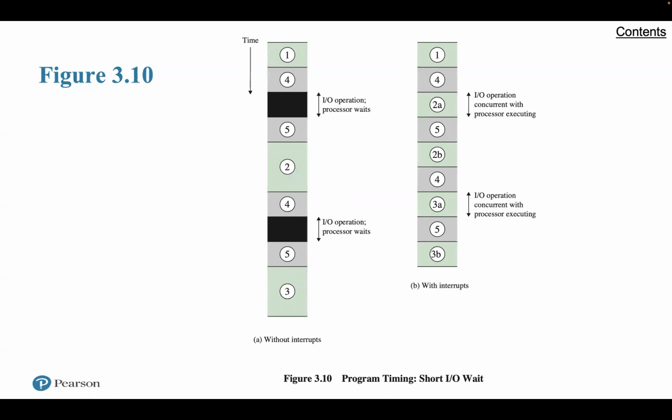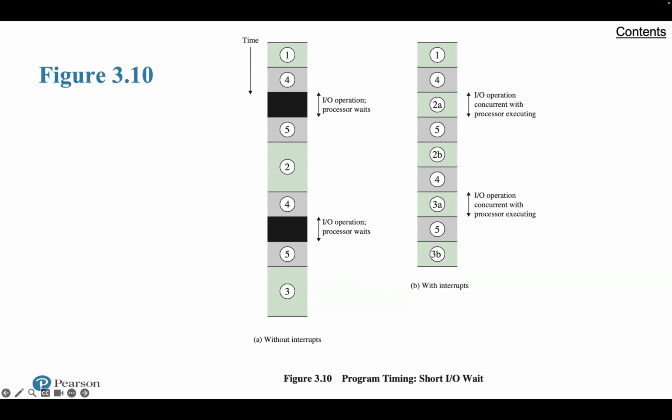So to appreciate the gain in efficiency, consider Figure 3.10, which we're showing here, which is a timing diagram based on the flow of control in Figures 3.7a and 3.7b. In this figure, user program code segments are shaded green and I/O program code segments are shaded gray. Figure 3.10a shows a case in which interrupts are not used. The processor must wait until the I/O operation is performed.